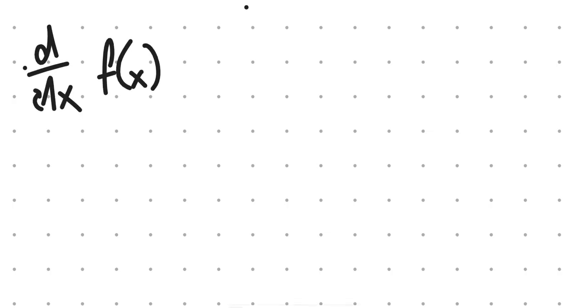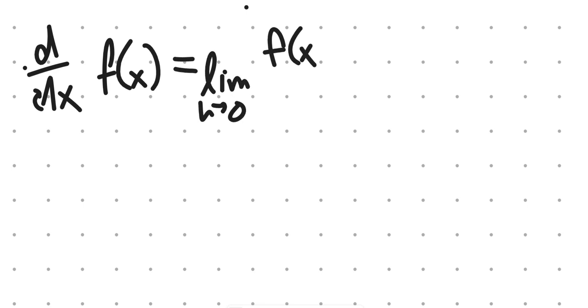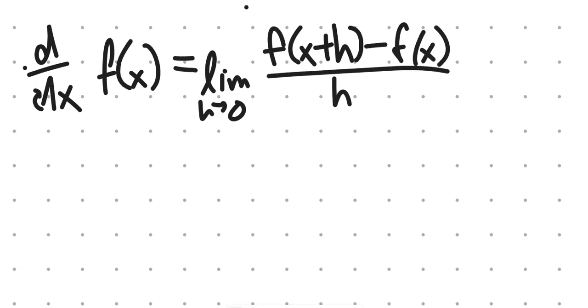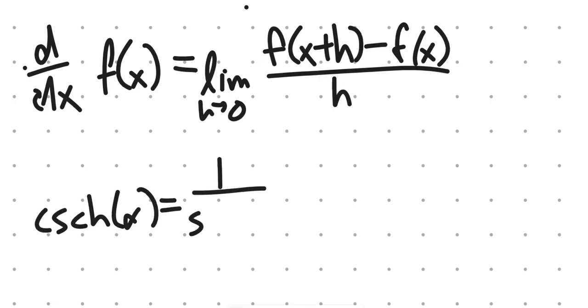Now, the definition of a derivative, d/dx of a function f of x, is just equal to the limit as h approaches 0 of f of x plus h minus f of x, all over h. Since f of x is cosecant hyperbolic of x, we know that cosecant hyperbolic of x is equal to 1 over the sine hyperbolic of x.